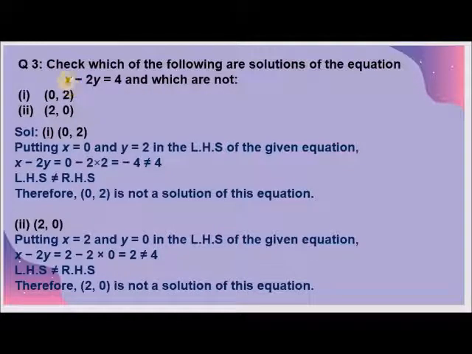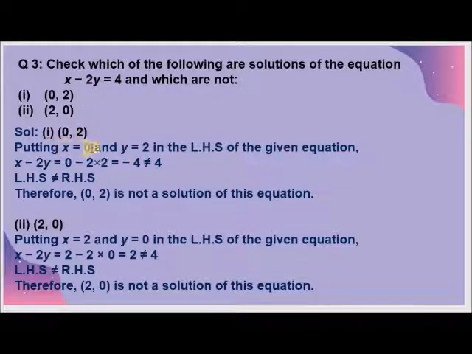Question number 3. Check which of the following are solutions of the equation x minus 2y is equal to 4 and which are not. So, in this question, what we have to do is simply put the first part as the value of x and the second as the value of y. Right. So, if we put the value of x in place of x and the value of y in place of y, and if this satisfies, the left hand side is equal to the right hand side, then that is the solution, otherwise not. So the first part is (0, 2).